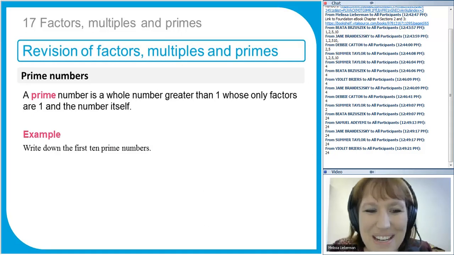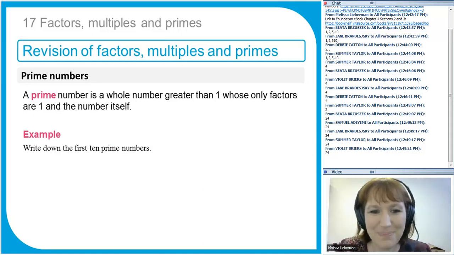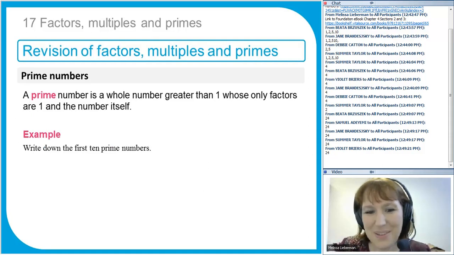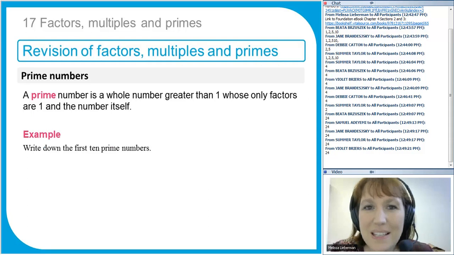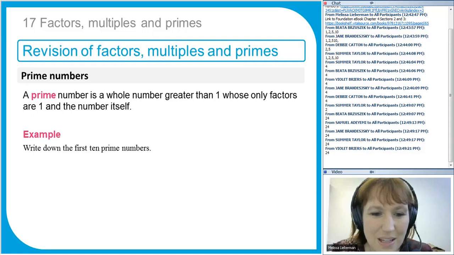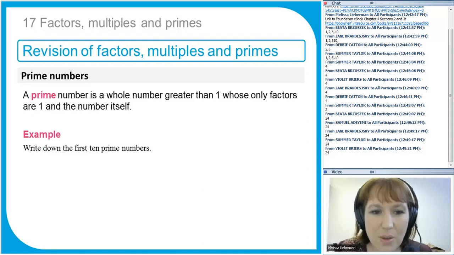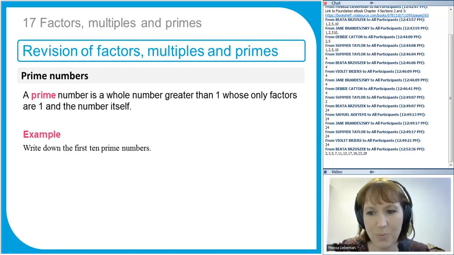So, example: write down the first 10 prime numbers. Have a little think about it, type it in the box if you want to have a go. You need to learn these, because when you're writing numbers as products of prime factors, you really should know the prime numbers so that you can use them to write that out. If you're asked to write a number as a product of prime factors, or the prime factor decomposition of a number, it would help to write down the prime numbers, maybe the first 10. Don't worry about knowing them beyond that, but the first 10 certainly would be good.